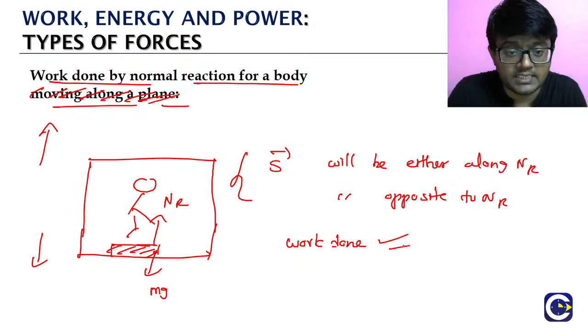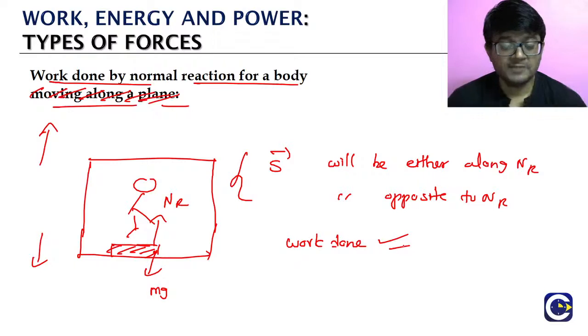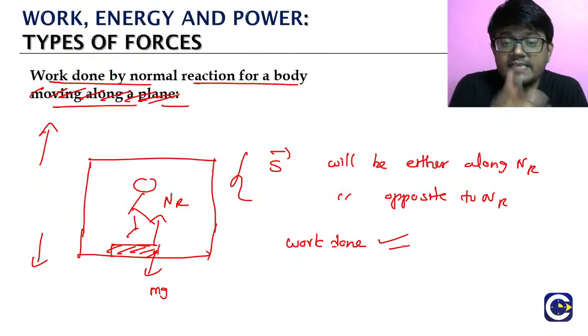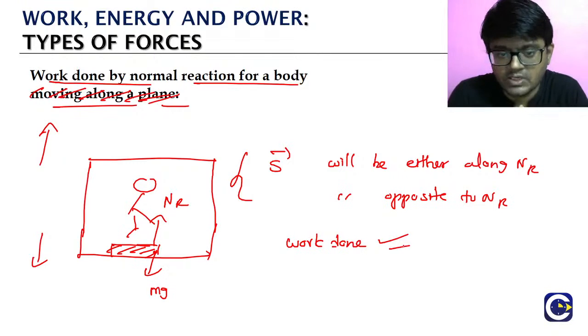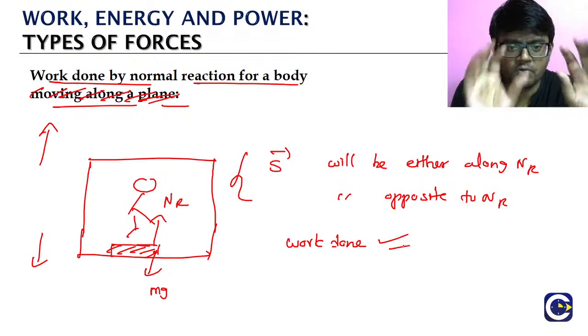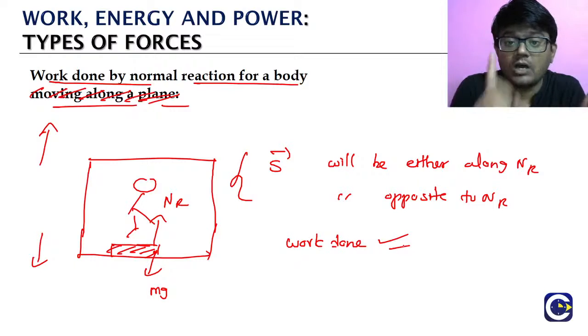In those kinds of cases, the work done will be what? Zero by the normal reaction. Okay, but if you look at these kinds of cases, what happens? You can have work done by the normal reaction. Okay? So what have we said? In the first point itself we said: work done by normal reaction for a body which is moving along the plane.